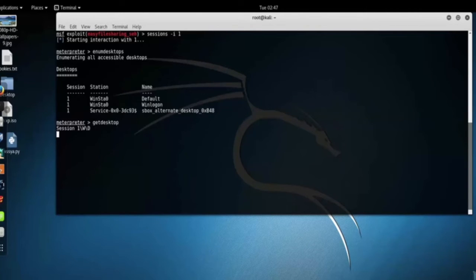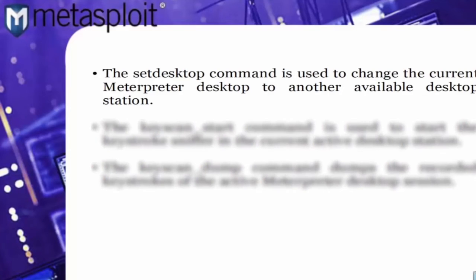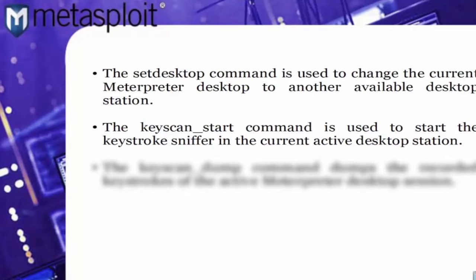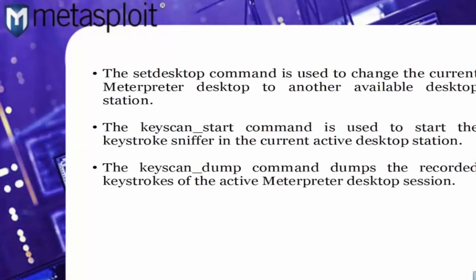Now let's type getdesktop. The getdesktop command returns the information of the current desktop in which our Metasploit session is working. Here you see that active session. The setdesktop command is used to change current Metasploit desktop to another available desktop station. The keyscan_start command is used to start keystroke sniffer in the current active desktop station. The keyscan_dump command dumps the recorded keystrokes of the active Metasploit desktop session.